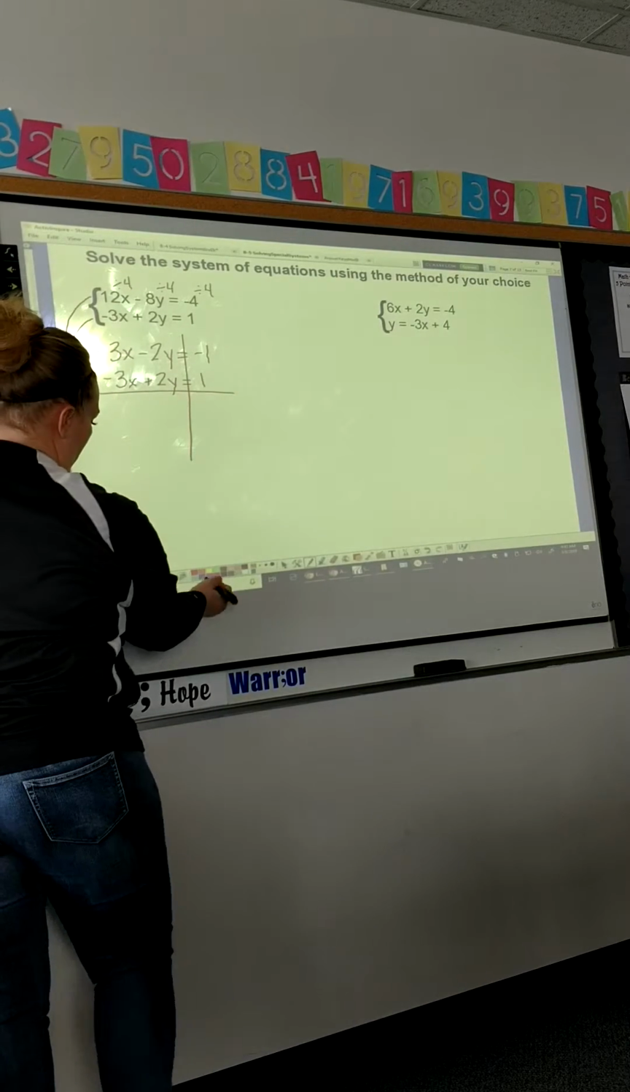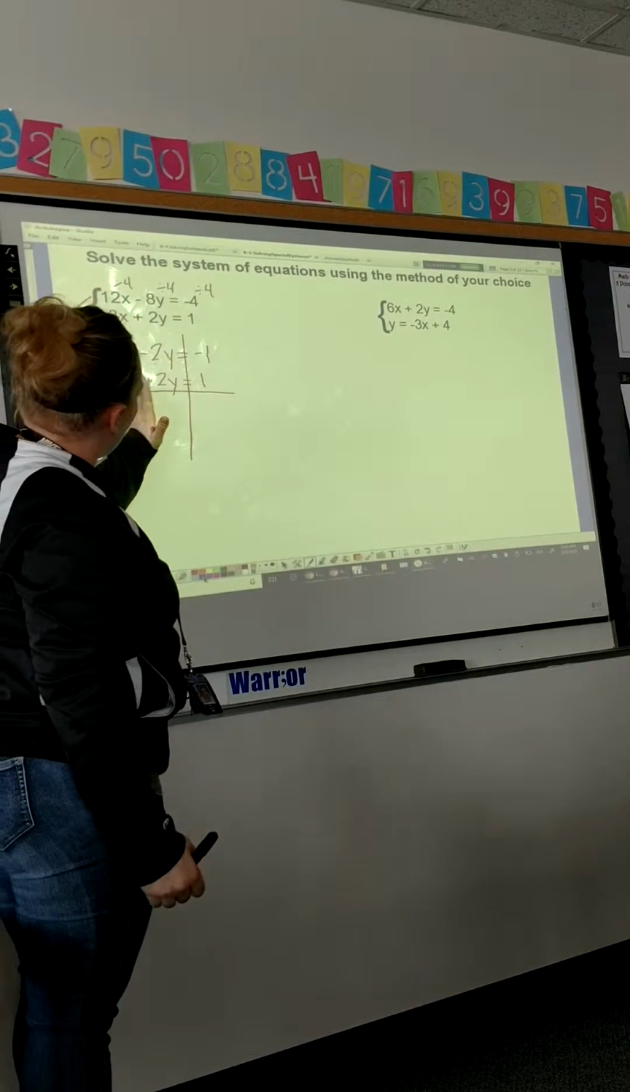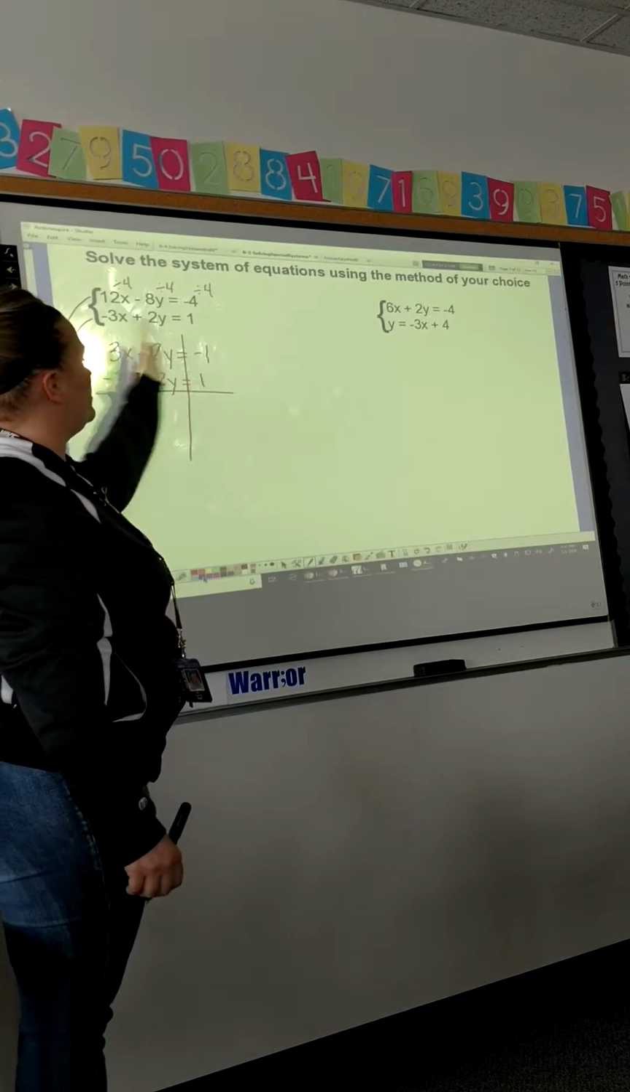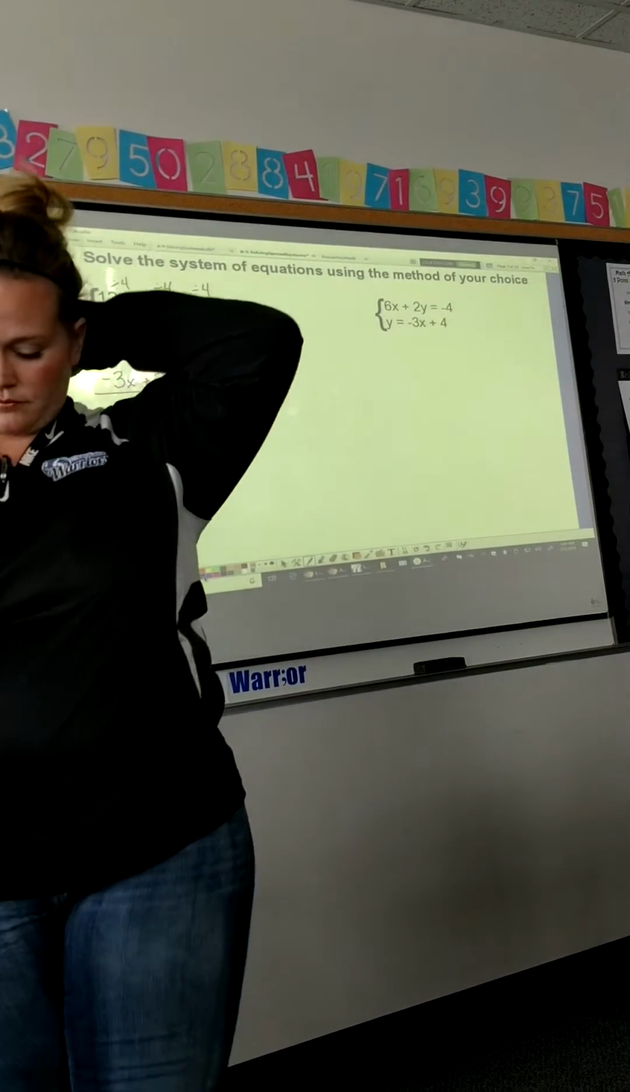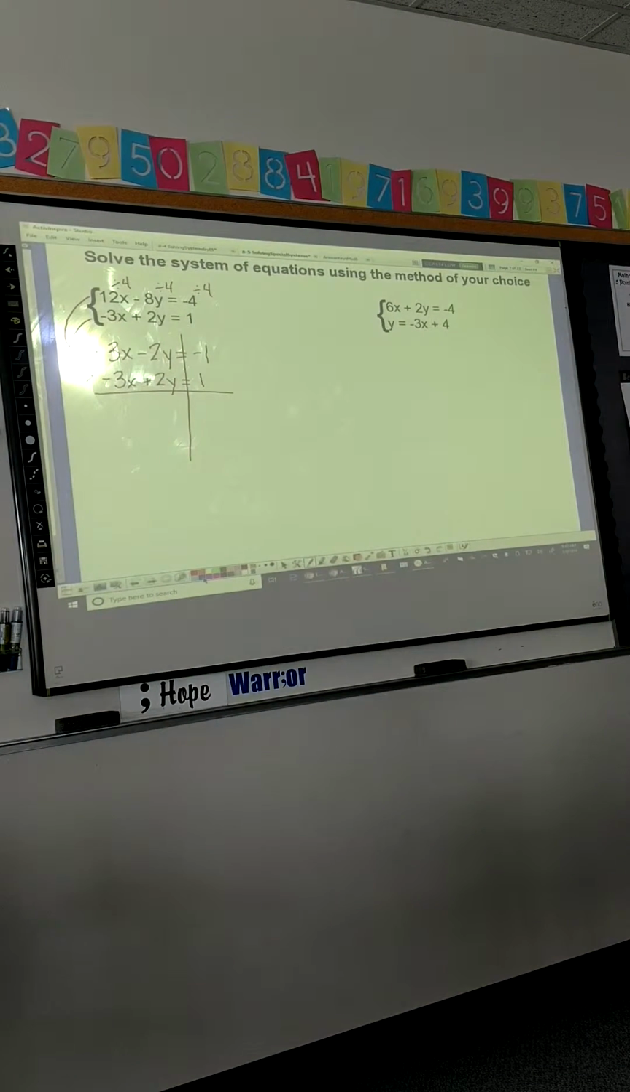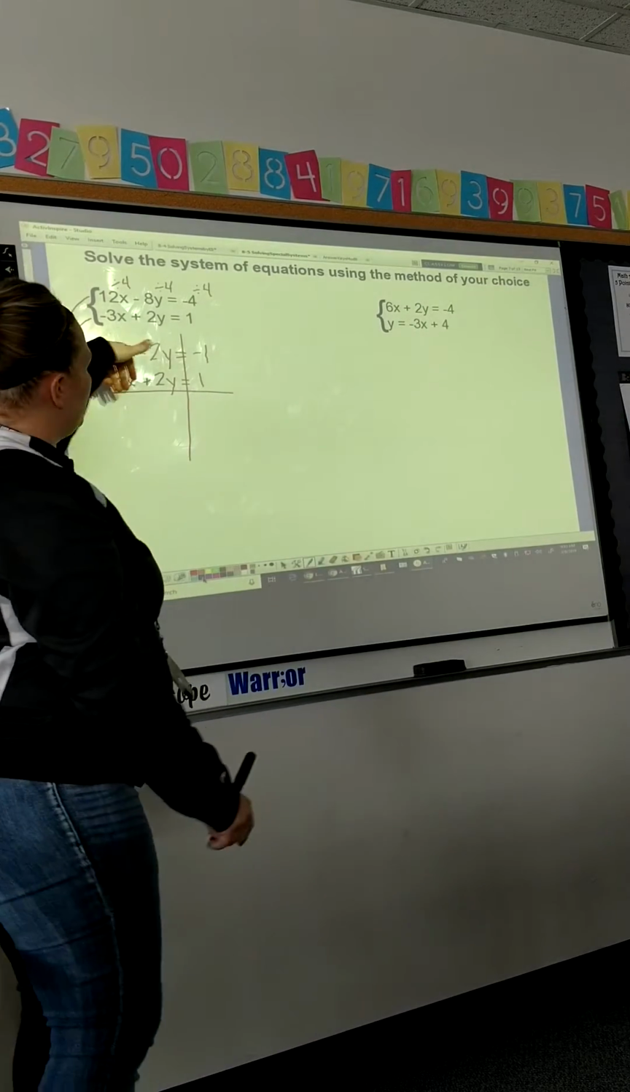Again, my x's have to be on top of each other, the y's and the constants. Which ones of these match perfectly? The 3's, all of them. The x's and the y's almost match perfectly, right? They all happen to be negative and positive, different signs. Opposite signs. Would we add or subtract these then?